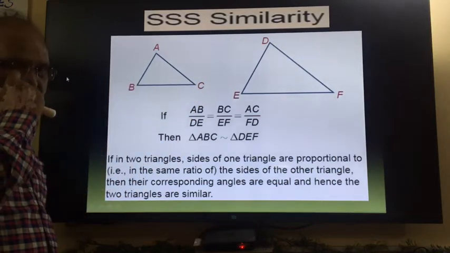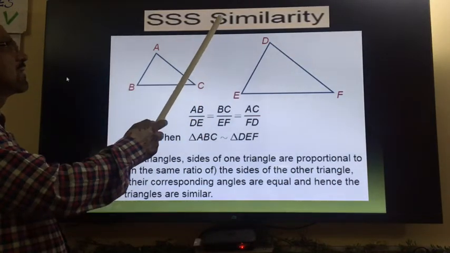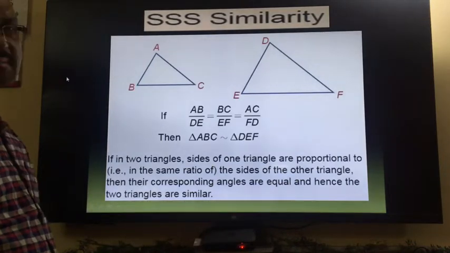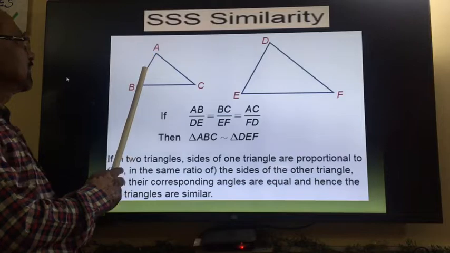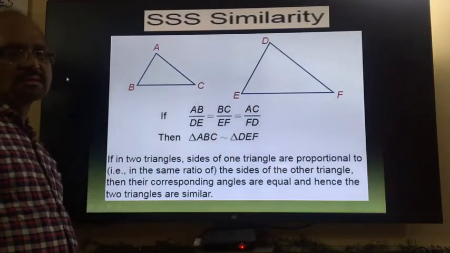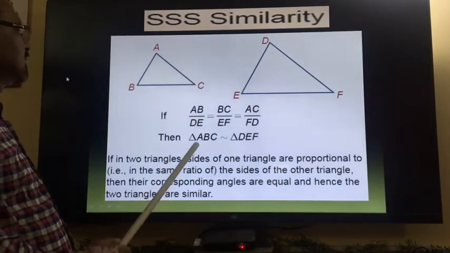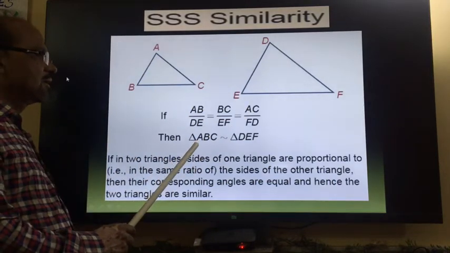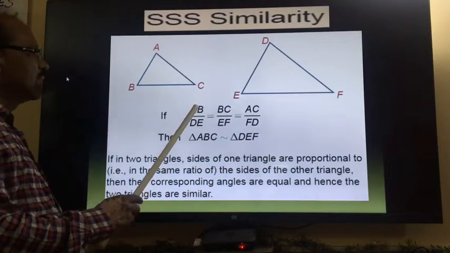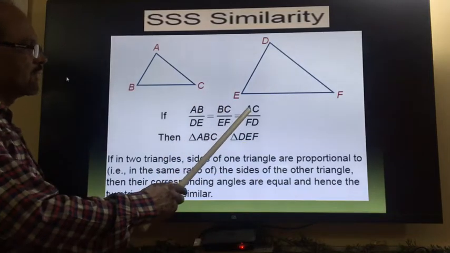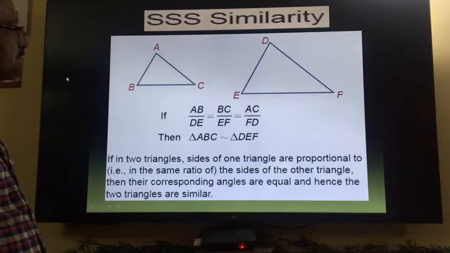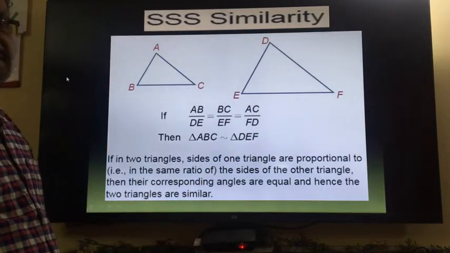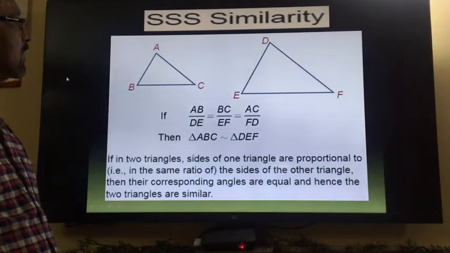Now the next criteria is about the sides, SSS similarity. In case of congruency, all three sides are equal, but in SSS similarity, all the three corresponding sides will be in the same ratio. So if ABC and DEF are two triangles not of the same size, and the ratios of their corresponding sides are equal, then the triangles will be similar. So if AB upon DE is equal to BC upon EF is equal to AC upon FD, then triangle ABC will be similar to triangle DEF. This is the similarity theorem, right?